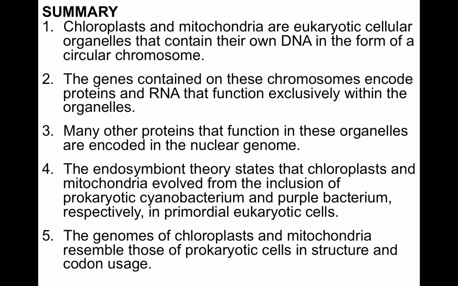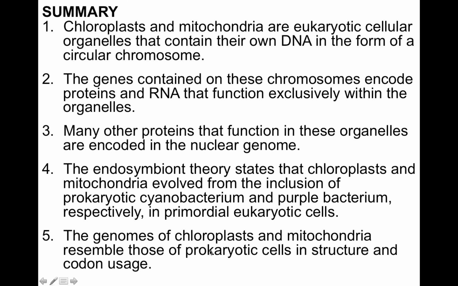Chloroplasts and mitochondria are eukaryotic cellular organelles that contain their own DNA in the form of a circular chromosome. The genes contained on these chromosomes encode proteins and RNA that function exclusively within the organelle. Many other proteins that function in these organelles are encoded in the nuclear genome. The endosymbiont theory states that chloroplasts and mitochondria evolved from the inclusion of prokaryotic cyanobacterium and purple bacterium, respectively, into primordial eukaryotic cells.